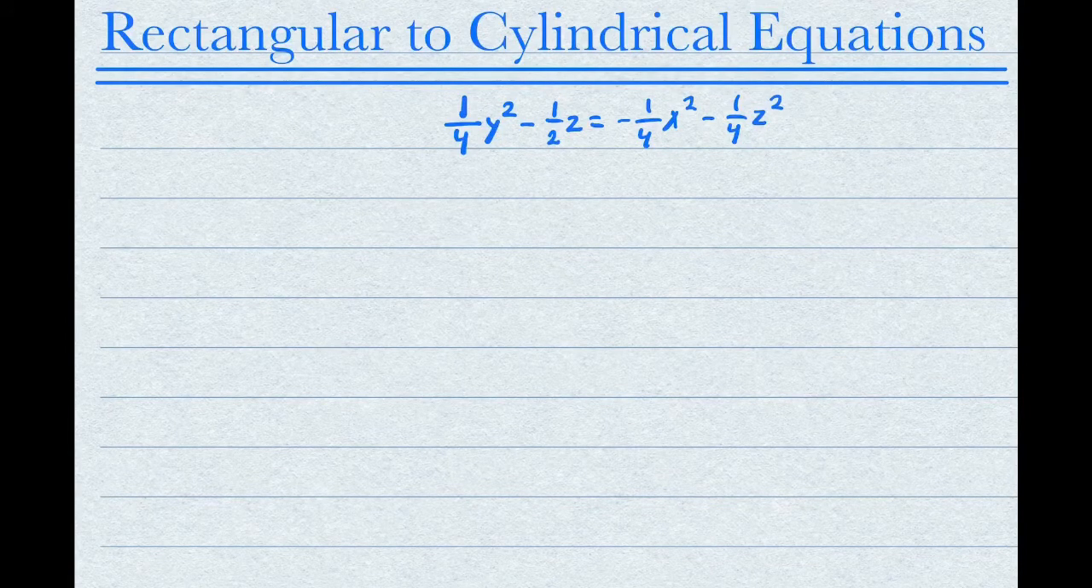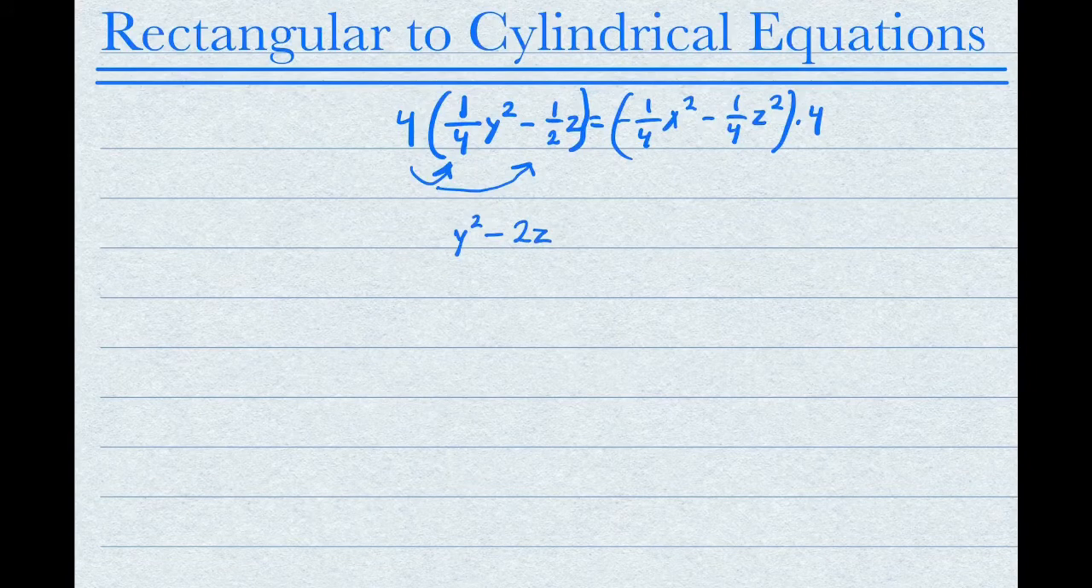Let's go ahead and use algebra to simplify everything as much as possible. Now the smallest fraction out of all of these is 1/4, so we're going to get rid of all the fractions by multiplying everything by 4. When you do that here, the fraction cancels out and you have y squared. This becomes negative 2z. This becomes negative x squared, and this becomes negative z squared.